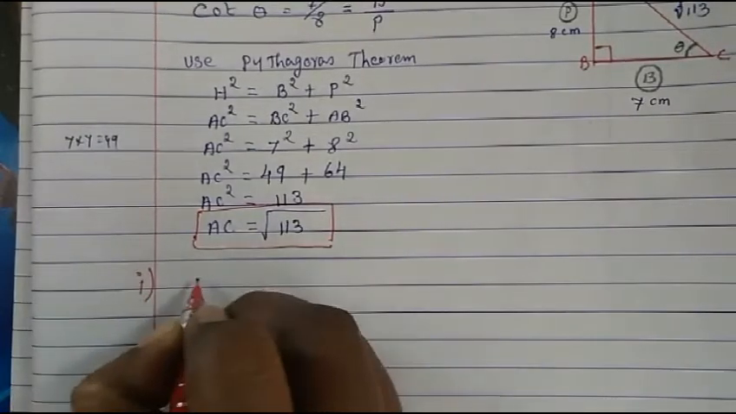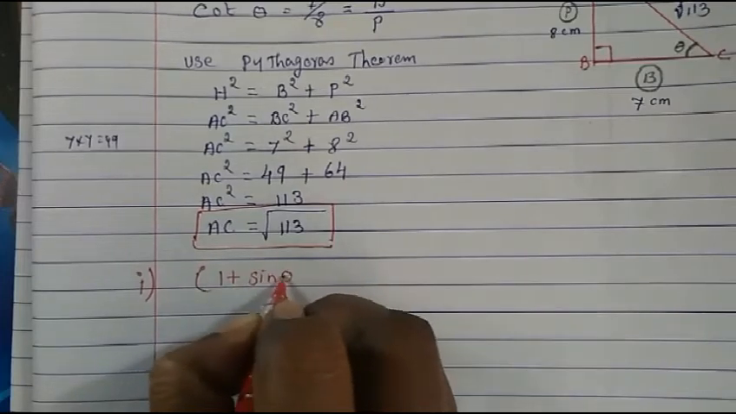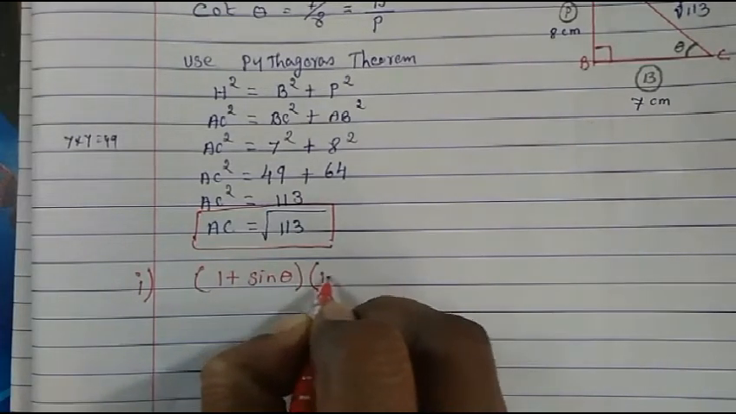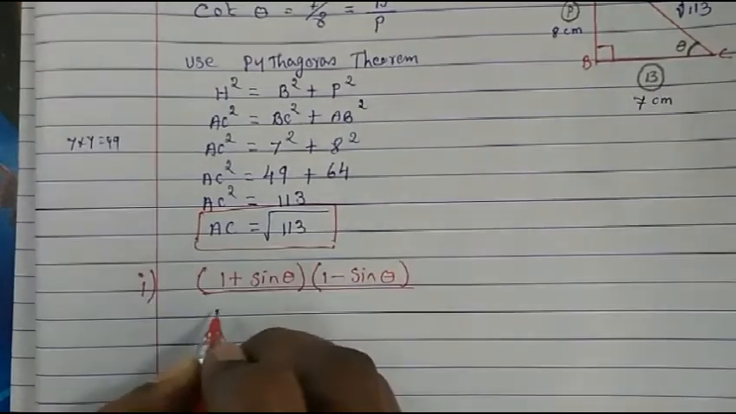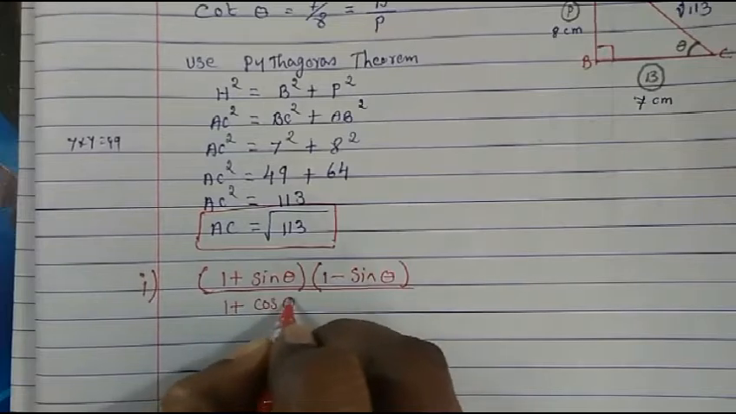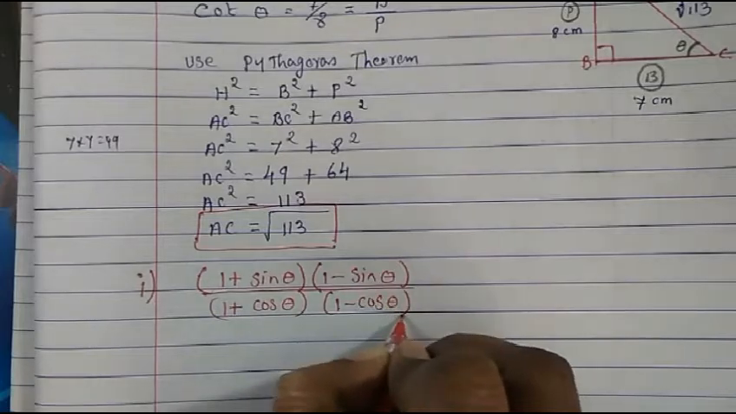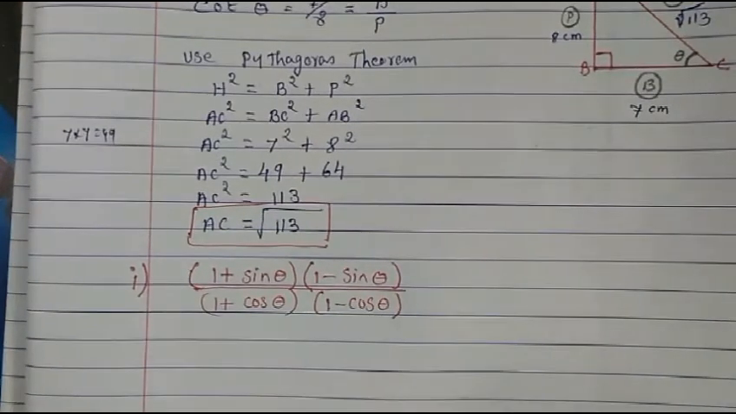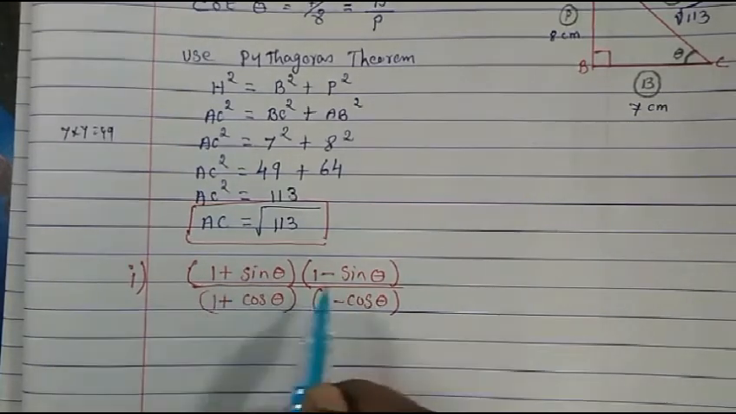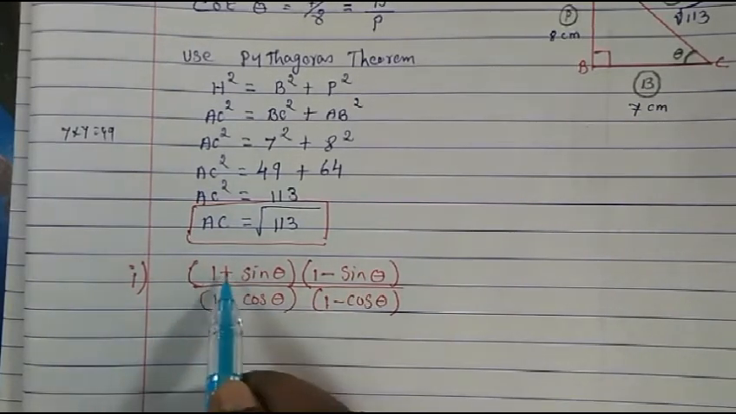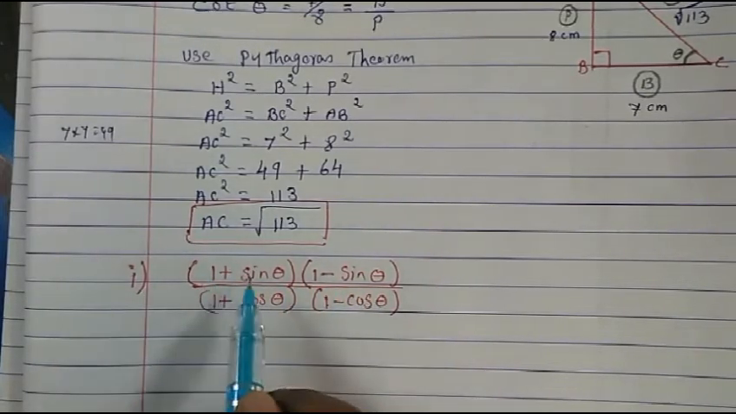First part of the question is what? (1 plus sine theta)(1 minus sine theta) upon (1 plus cos theta)(1 minus cos theta). Okay, this is our question. Now if you look at this carefully, can you see some identity? That is (a plus b)(a minus b), because this is the same, only the sign is changing.